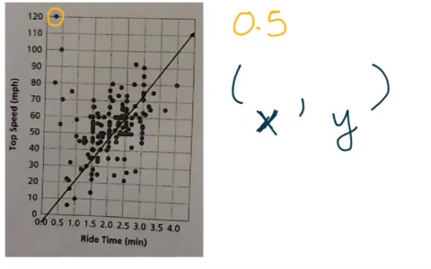That point has an x value of, it looks like it's halfway between 0 and 0.5. So my x value is 0.25 and a y value of 120 because that's where my y value is. And the reason that this point is an outlier is that it doesn't follow the trend of what the rest of our data is doing at all because it's so far away from our line of best fit.